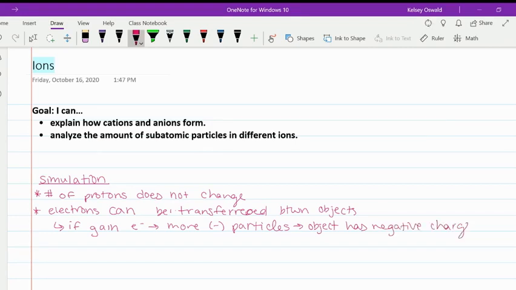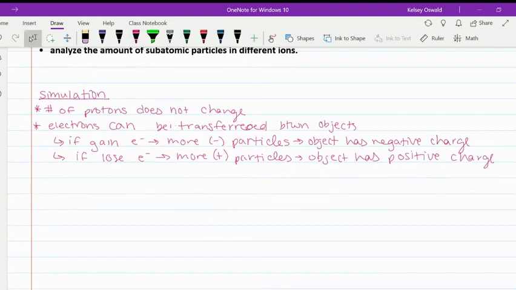However, if something loses electrons like our sputter, then we're going to see we have more positive particles than negative. So our object overall is going to have a positive charge. Okay. So if we want something to become charged, we either need to add or remove electrons.